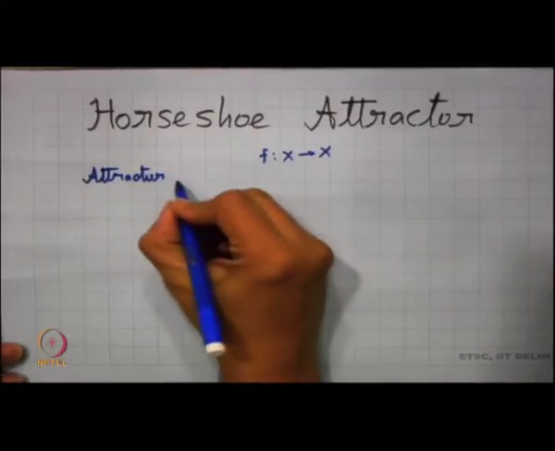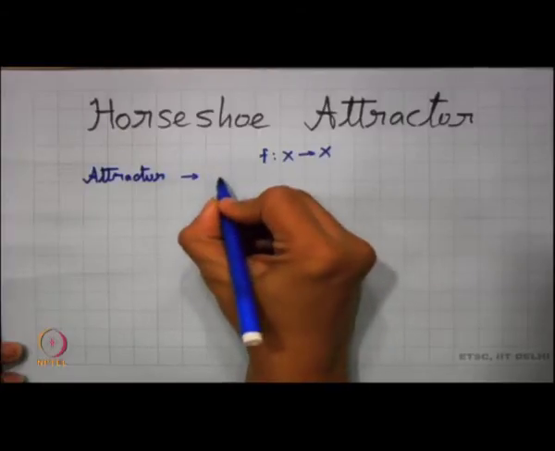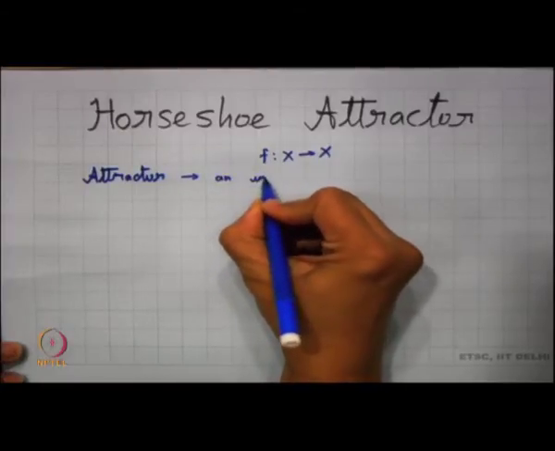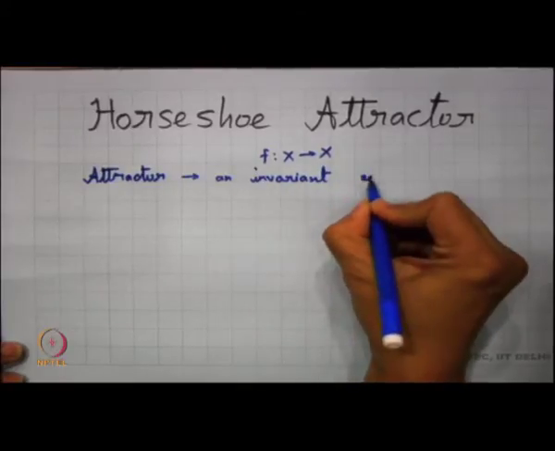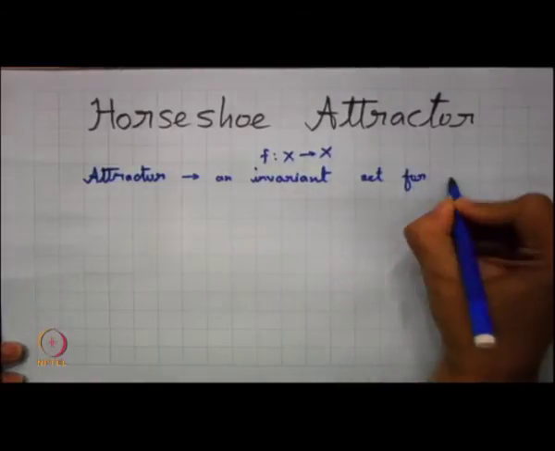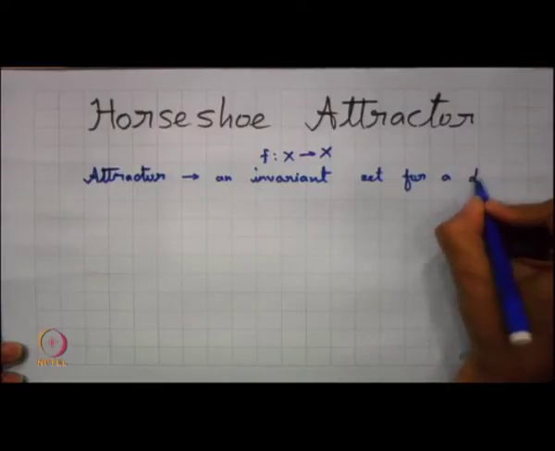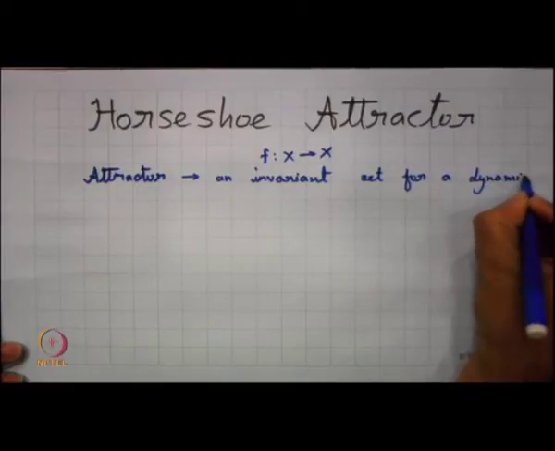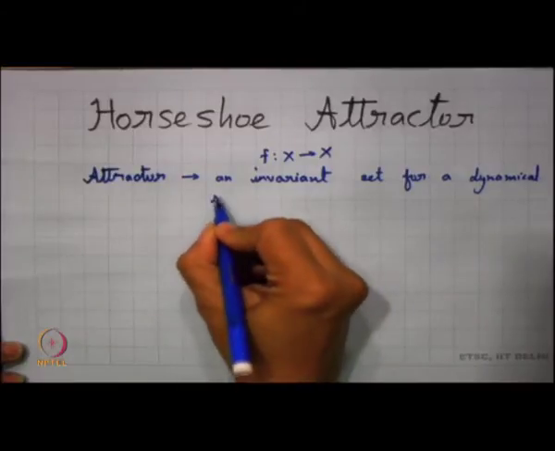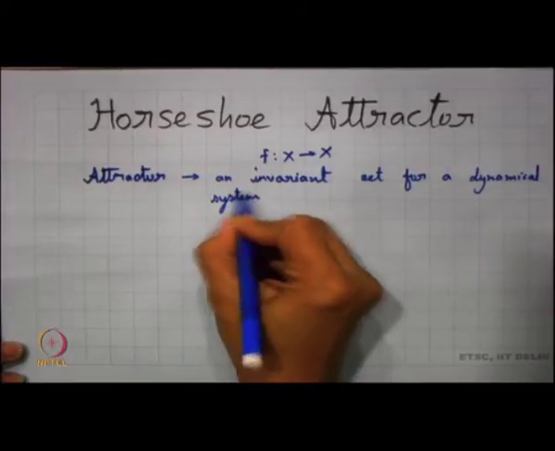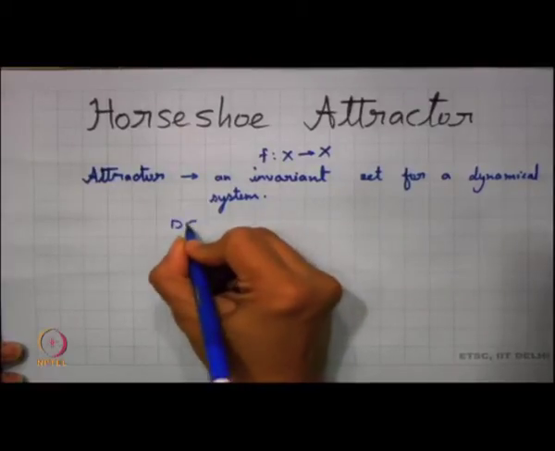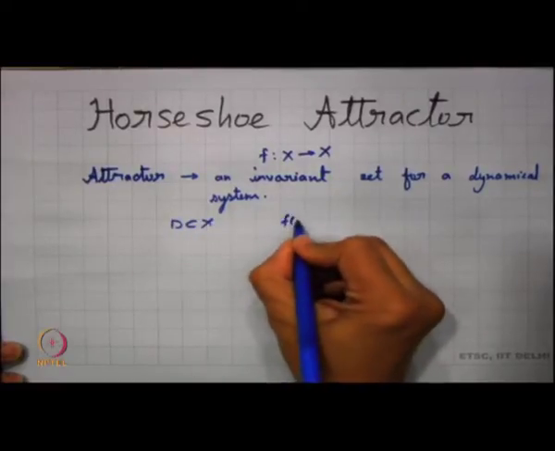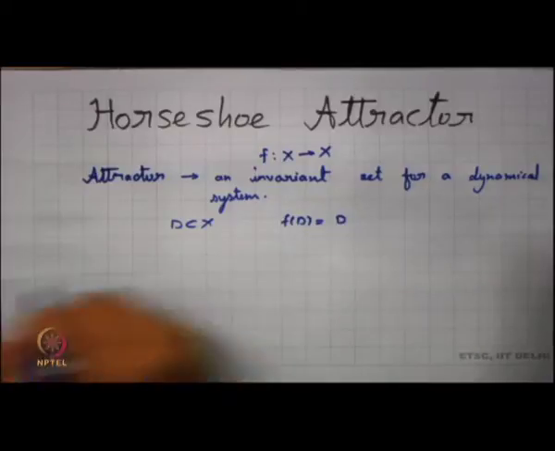So, an attractor is basically an invariant set for a dynamical system. So, basically if you have D subset of x, such that f of D is D, then we say that D is an attractor.